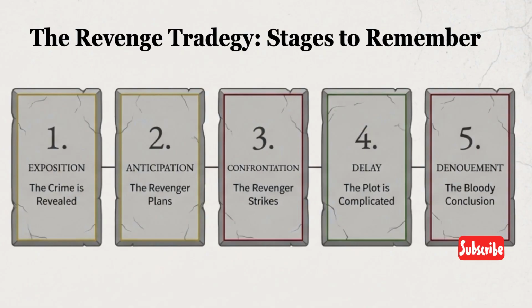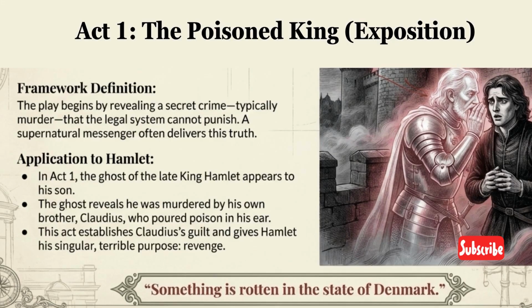Other classical examples of this revenge play include Thomas Kyd's The Spanish Tragedy, Shakespeare's own Titus Andronicus, and John Webster's The Duchess of Malfi. But today we are going to explore these 5 stages through the lens of Hamlet. Now let us move on to the summary.